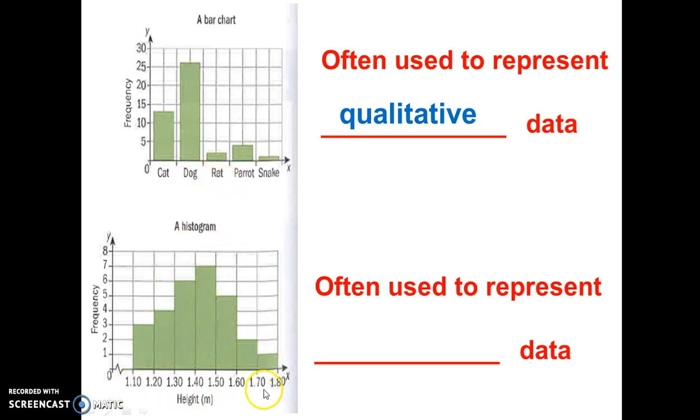Now let's look at this histogram. Notice this data here along the x-axis is different. Histograms are often used to represent quantitative data. And notice this data here is a quantity, it's a numerical value. Let's notice some other differences. This bar chart, there's gaps between these columns here. In a histogram, there are no gaps. That's important. Notice on the y-axis, we have frequency or a count, and here also.